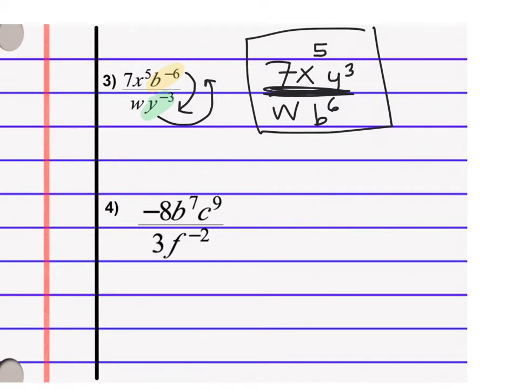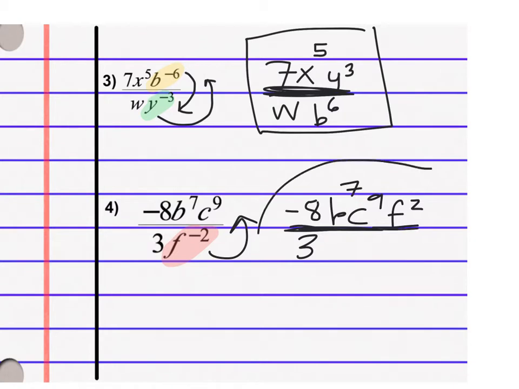Okay, so I want you to pause the video and try number 4 on your own. See how you do. So again, highlight your problems. It's really only one problem. Everything else should stay exactly where it is. The negative 8 stays, the b to the 7 stays, the c to the 9 stays, the 3 stays, and the f to the negative 2 is going to get moved up to the numerator, or top of the fraction, and when you move it, it becomes positive. So that is my answer. So all I'm doing for these is rewriting them so that there are no negative exponents.